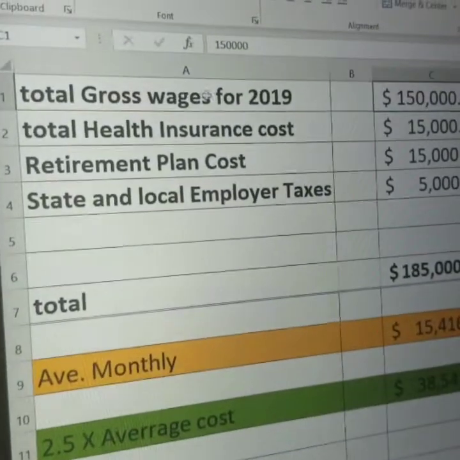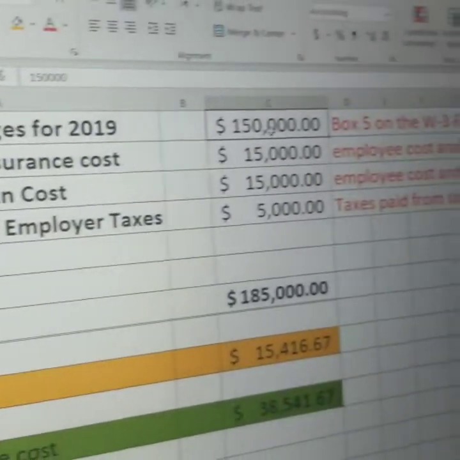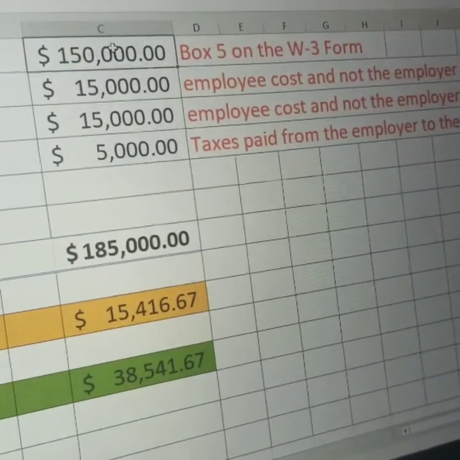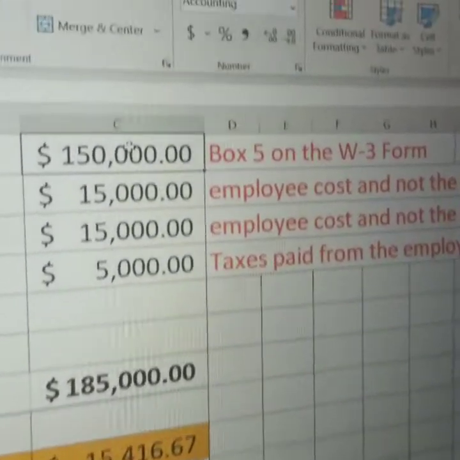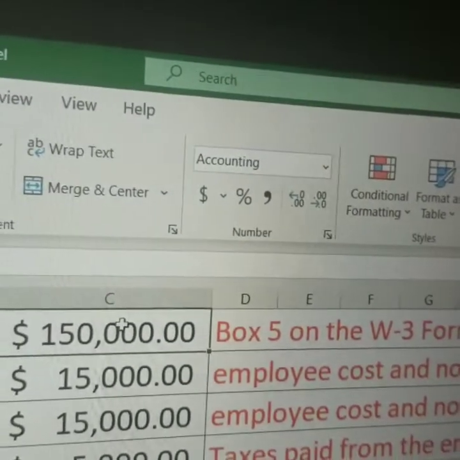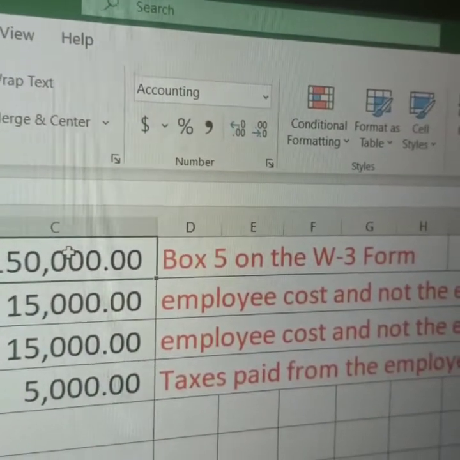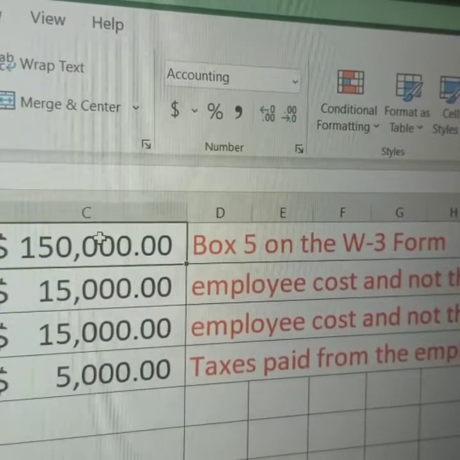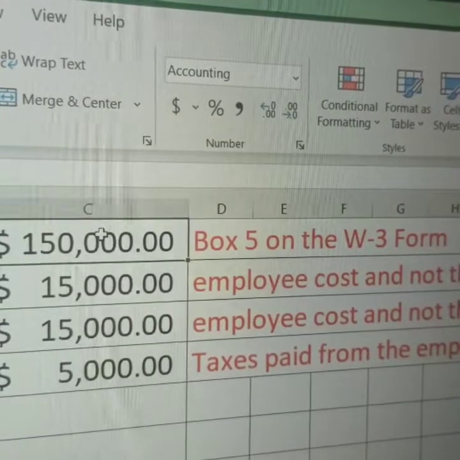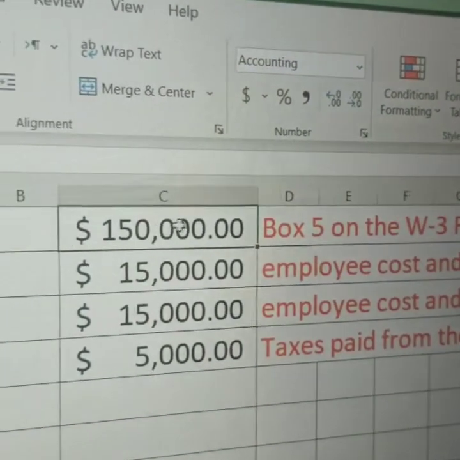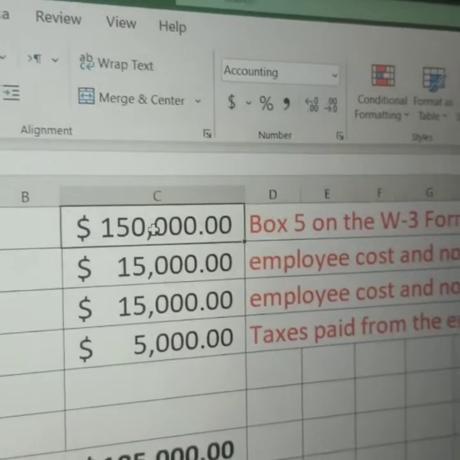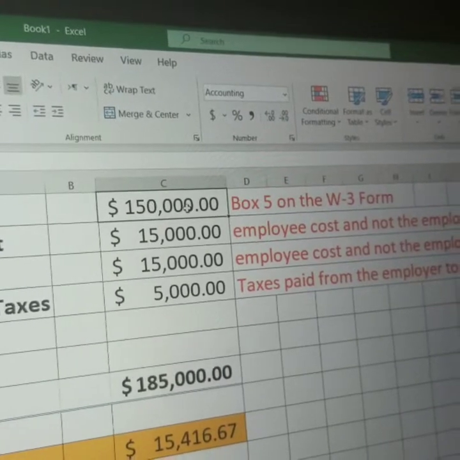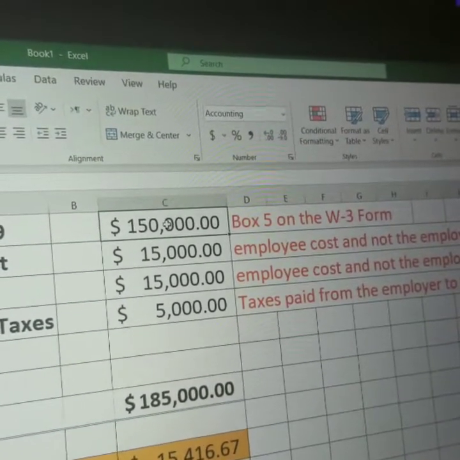So the total gross wages for 2019 is 150,000. And how did this get calculated? You will take the salaries of all employees that make $100,000 or less. So let's say you have 3 employees making 150 each, then you'll take 100 from each, and your total wages will be 300,000 instead of 450. Here I'm considering my employees: one of them is making 100,000, the other is making 25, and the third is making 25. Then I'm making 150. I'm taking 150,000.